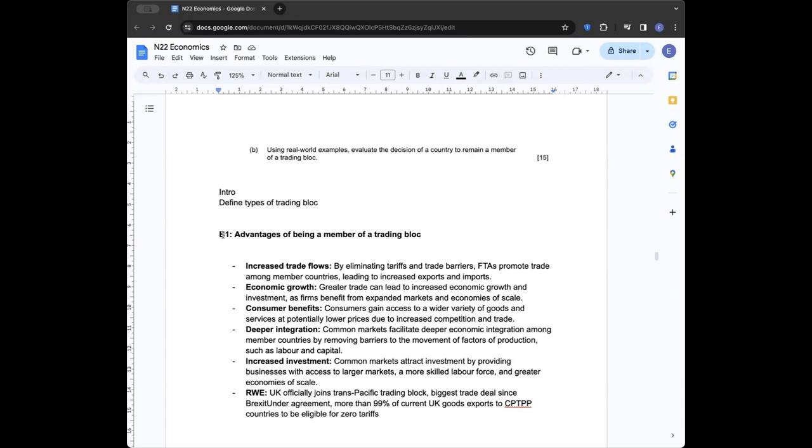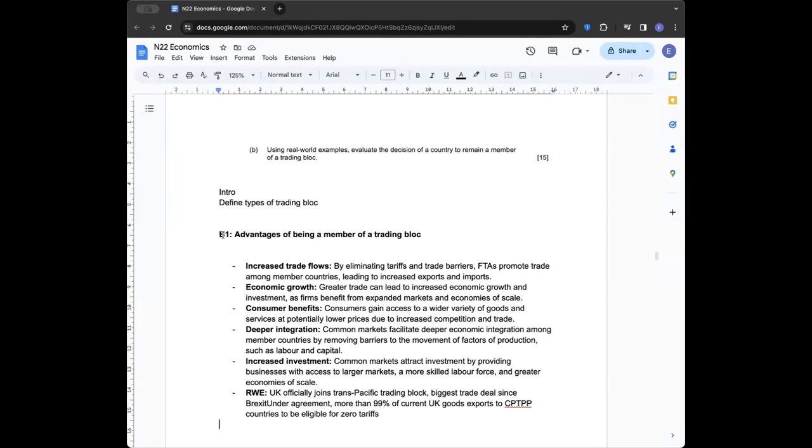It increases trade flows, which can lead to economic growth, and it brings greater consumer benefit by lowering prices or guaranteeing more diversification of the products available. And it leads to deeper economic integration and can attract more foreign investment. So those are pretty obvious advantages.